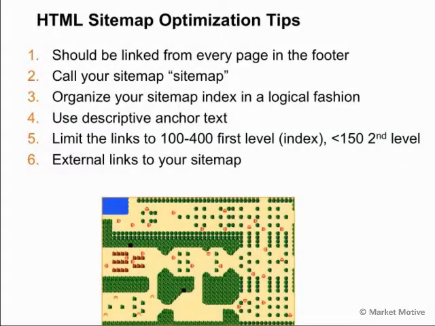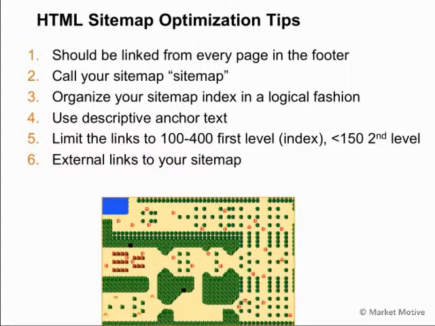So a few optimization tips and best practices. Call your sitemap "sitemap." Seems logical, but sometimes gets overlooked. Organize your sitemap in a logical fashion. Again, categorical, alphabetical, these are good ways to do it. Use descriptive anchor text, but don't get out of control. I've seen a lot of florists do this, using city, state, plus flower delivery, etc. Getting a little bit too aggressive with that anchor text. Don't get too aggressive, but use your descriptive text in there where necessary.